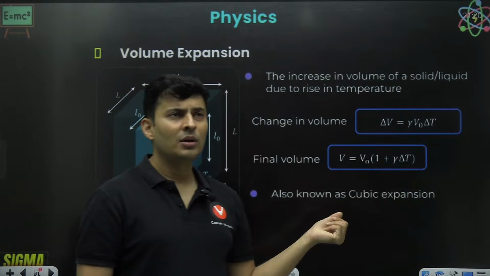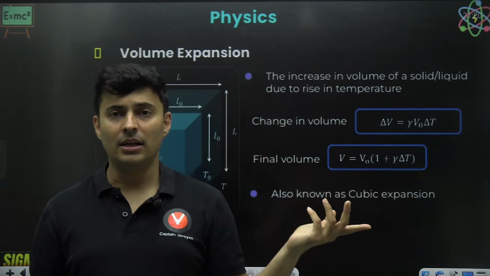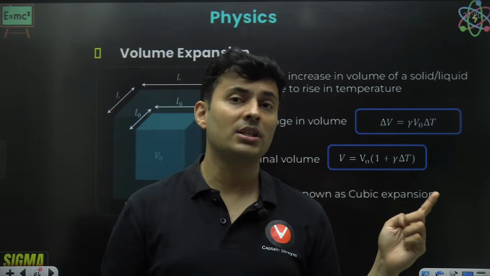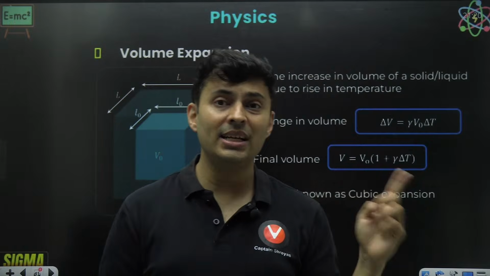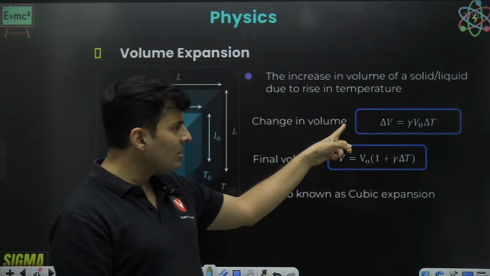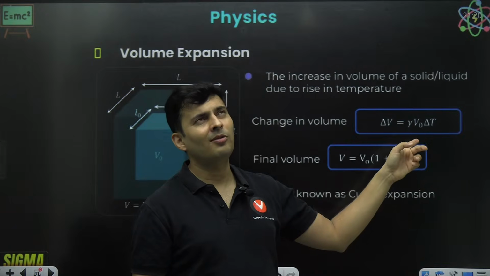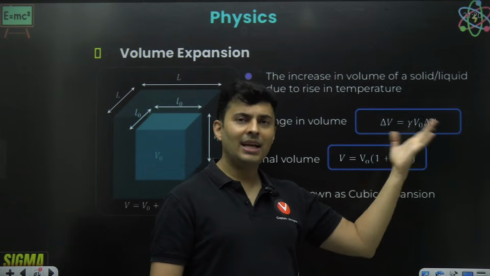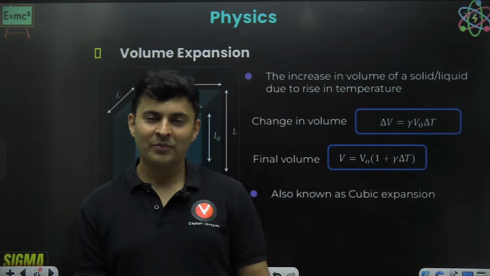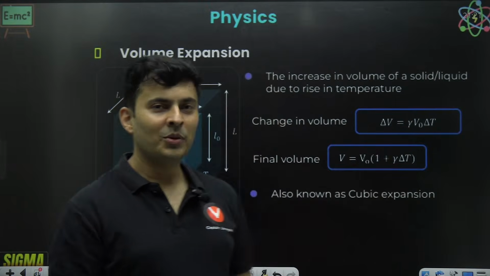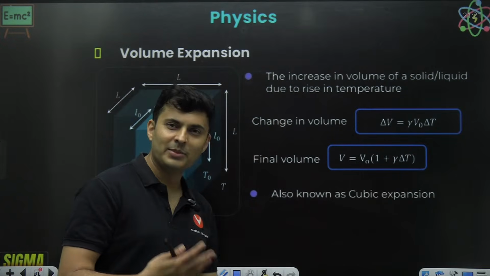Change in length was original length into alpha delta T. Change in area was original area into beta delta T. Change in volume will be original volume into, instead of alpha or beta, gamma. That's it. Gamma into delta T. Simple. So after alpha comes beta, after beta comes gamma.